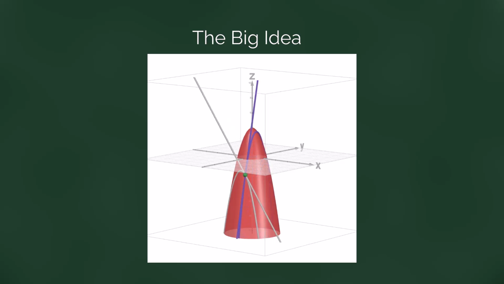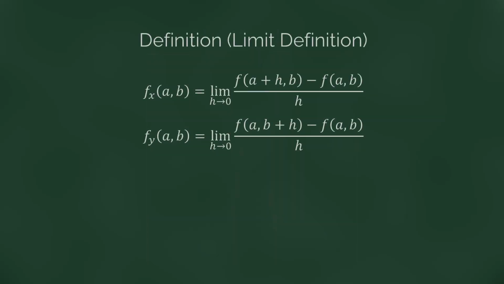Notice that if we change the x value of our point by moving along the gray curve, only the slope of the gray tangent line changes. Similarly, if we change the y value of our point by moving along the purple curve, only the slope of the purple tangent line changes.